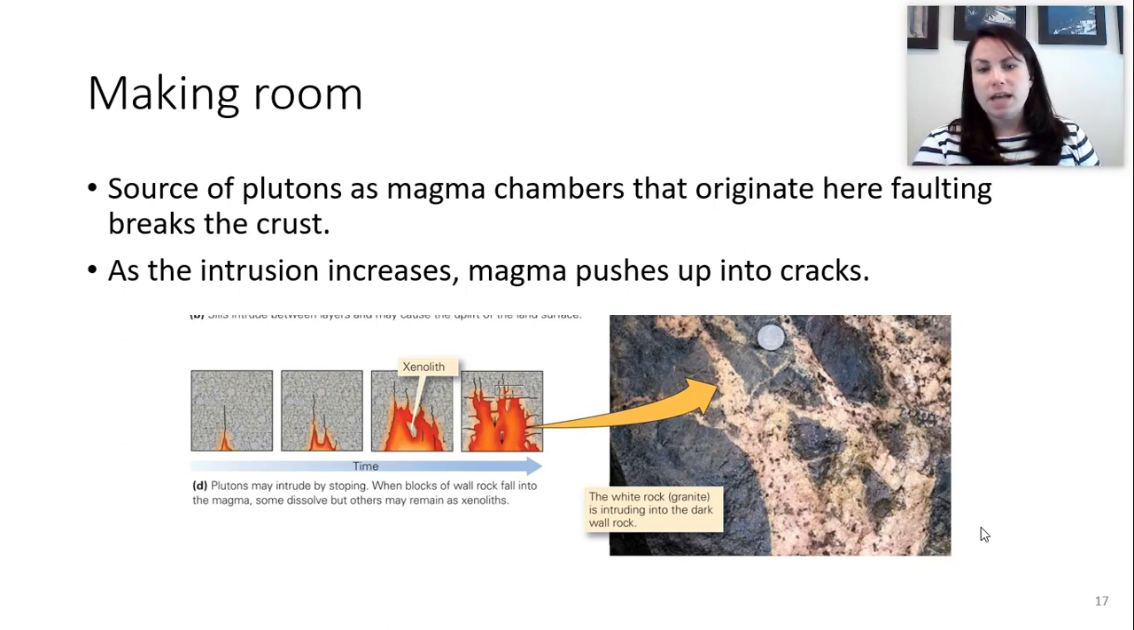So the source of plutons as magma chambers originate where faulting breaks the crust. As the intrusion increases, the magma can push into these cracks. You can see over time here how, if you have a naturally fractured rock, magma can force its way into these cracks. And here's an example of what that would look like. You can see here in a cartoon version how magma would be able to penetrate itself into these cracks, but you can actually see it here that there's a very clear distinction between the granite and the surrounding wall rock.